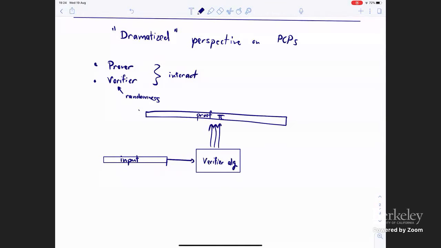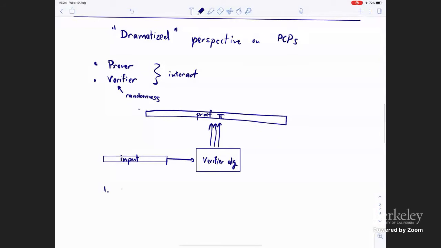So in an NP problem, in an NP language, this picture is supposed to describe the following situation. First thing, the verifier reads the input. And think of the input as some graph G. So it's a graph G that the verifier needs to decide if it's three colorable or not. Then the verifier reads the proof.